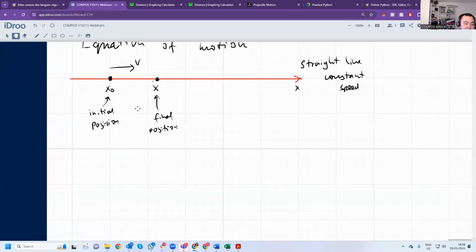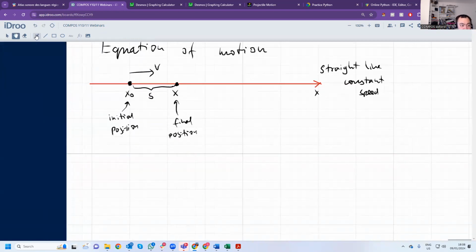The distance that you have traveled, let's call it s, as displacement s. Well, it's very simple. You know this from perhaps primary school, that the distance traveled is equal to your speed multiplied by time.